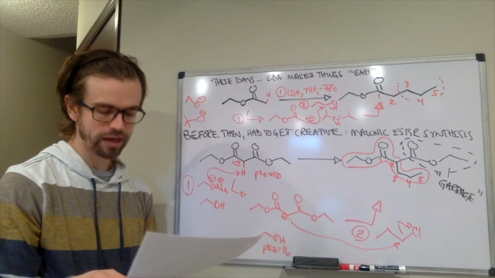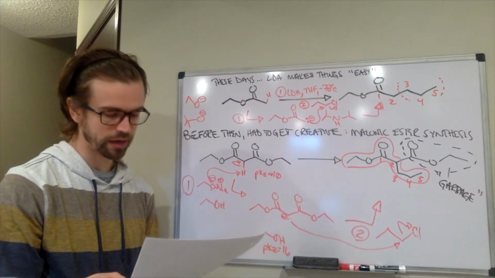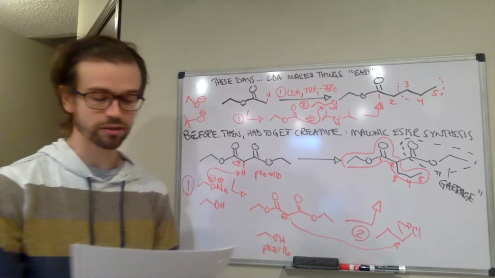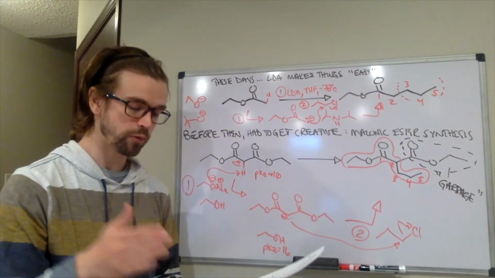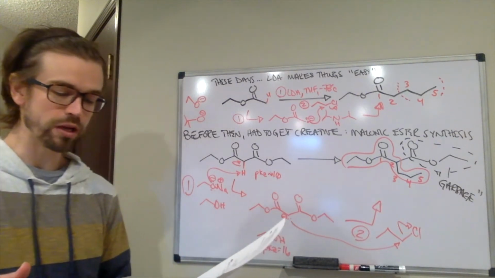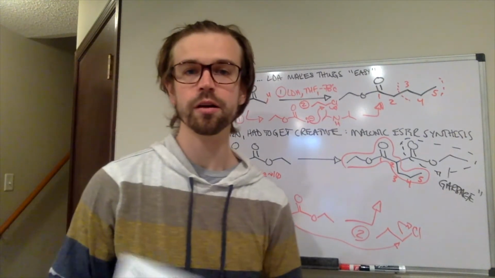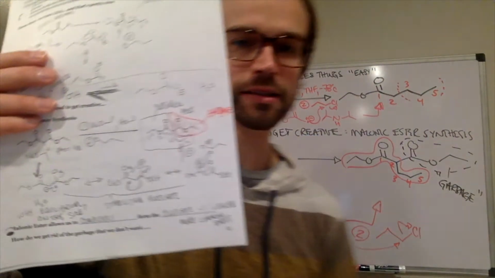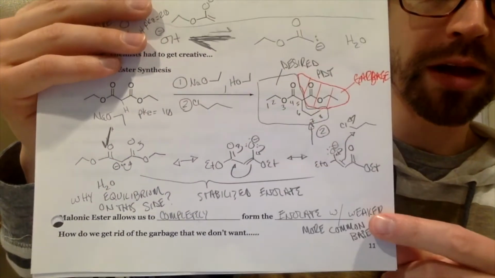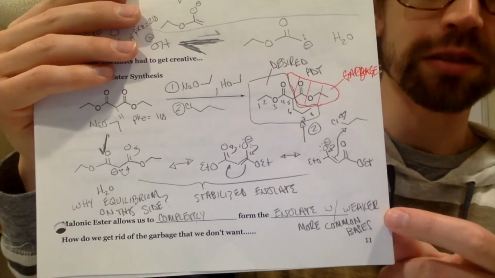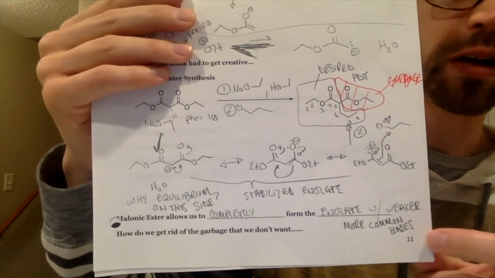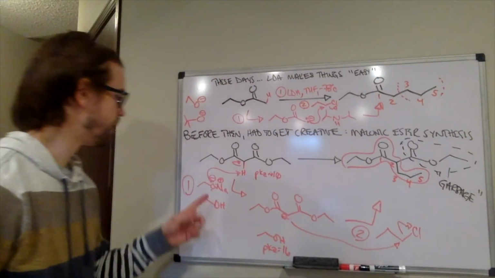Allows us to blank form the blank. So the malonic ester allows us to completely form the enolate with weaker, more common, more safe bases. So that's what I have here. The malonic ester allows us to completely form the enolate with weaker, more common bases like ethoxide.